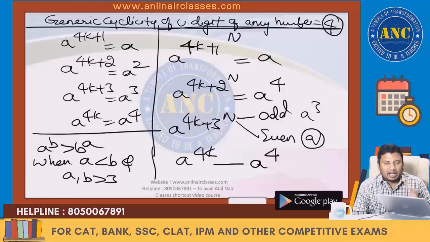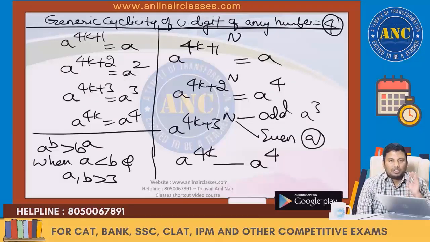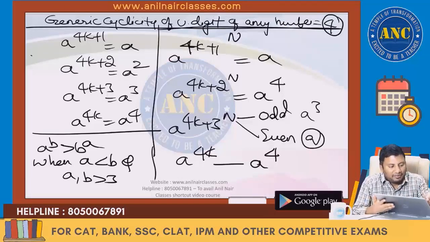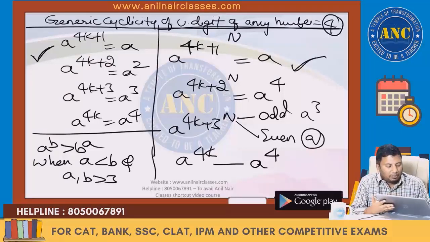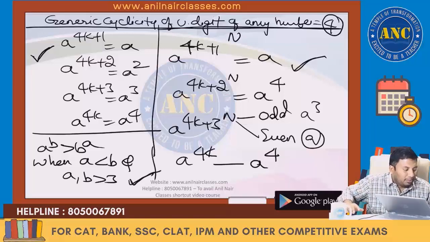The entire class we did only the unit digit of a number. The generic cyclicity of the unit digit of any number is 4. First we did it for singular powers. Then we did it for power to the powers. Then we did the concept of a power b greater than b power a.